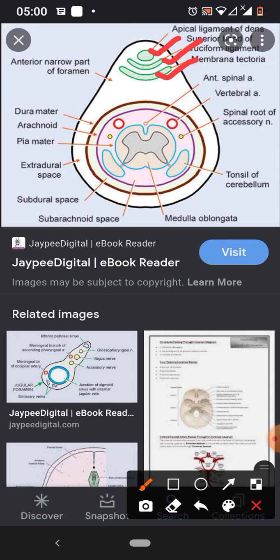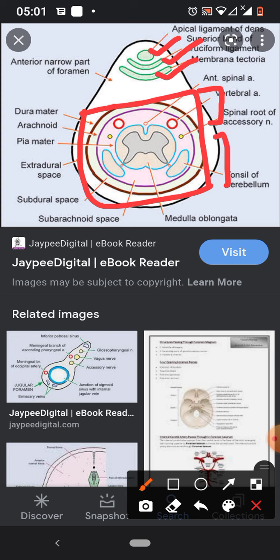From the anterior part we have discussed three structures which are passing, the three ligaments. One is the apical ligament, basically for the dens. Then we have the vertical band of the cruciate ligament, and then the membrana tectoria. Then it comes to the posterior part, and in the posterior part you can discuss it in two parts: one is the middle and one is the posterior most.